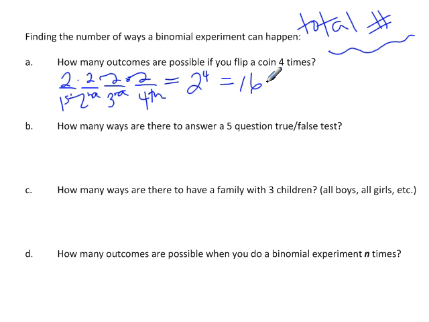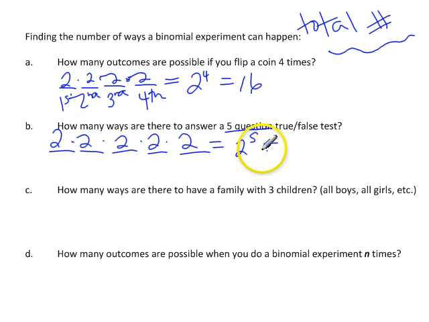The next one says, how many ways are there to answer a 5-question true-false test? So we have 5 questions, which is like we're doing the experiment 5 times. So we would draw 5 blanks. And in each blank we would put a 2 because there's 2 possible outcomes each time, true or false. And then using the counting principle, we multiply. And that's the same as saying 2 to the 5th, or there's 32 ways to answer the true-false test. This should have a ways on it also. We're looking for the number of ways, number of possible outcomes, how it can happen.